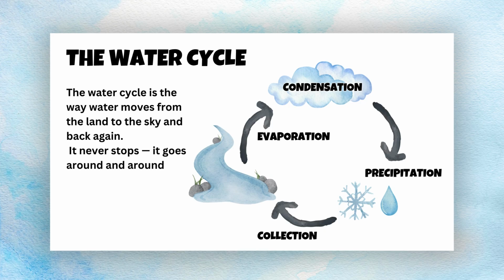The water cycle is the way water moves from the land to the sky and back again. It never stops. It goes around and around. Here are the main steps of the water cycle.